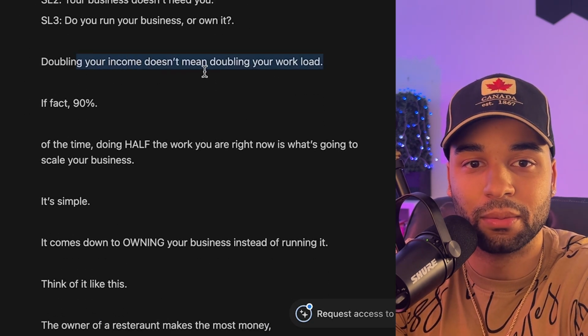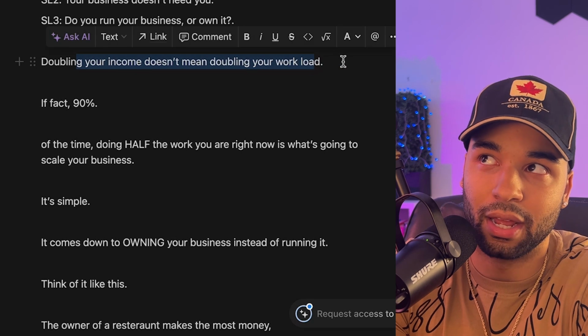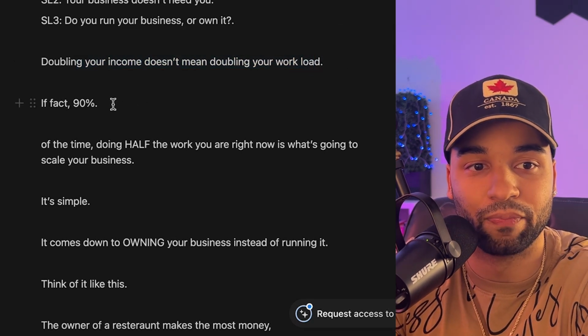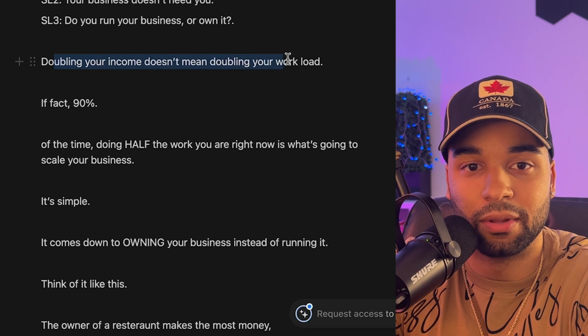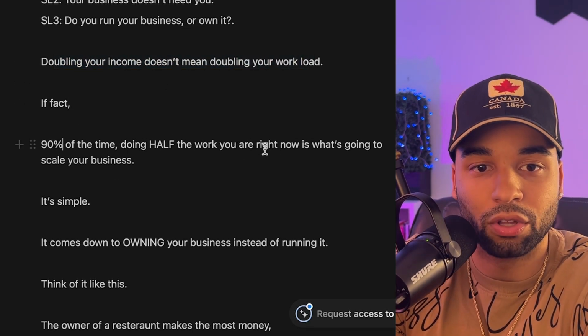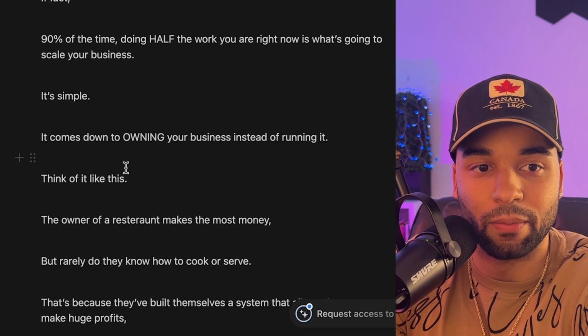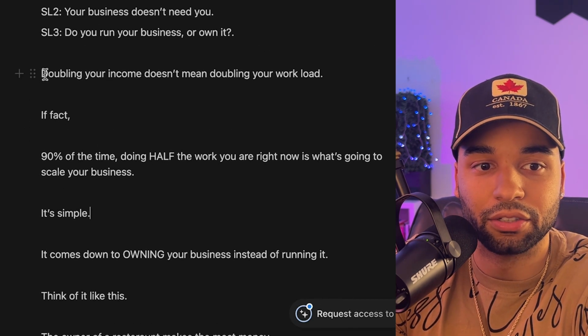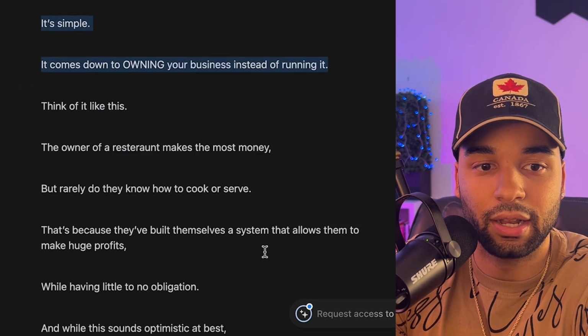Doubling your income doesn't mean doubling your workload. Again, this is also a rough draft, so I'm going to be going through and improving it as we go through. Doubling your income doesn't mean doubling your workload. In fact, 90% of the time, doing half the work you are right now is what's going to scale your business. It's simple. It comes down to owning your business instead of running it. Okay, so essentially this is a challenge, and now this is a justification.